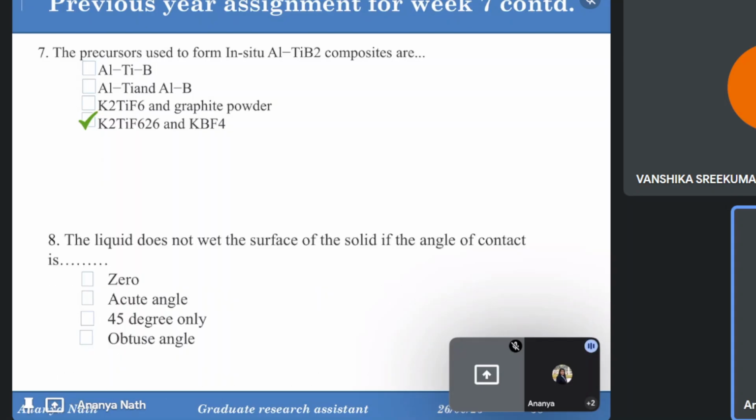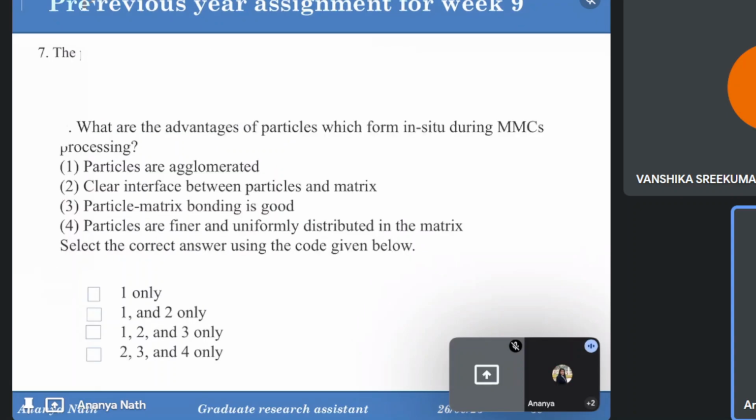The liquid does not wet the surface of the solid if the angle of contact is obtuse angle, more than 90 degrees. What are the advantages of the particles which form in situ during MMC processing? It will be the clear interface between particles and matrix. Particle matrix bonding will be good, and finer and uniformly distributed metal matrix composite will be formed.